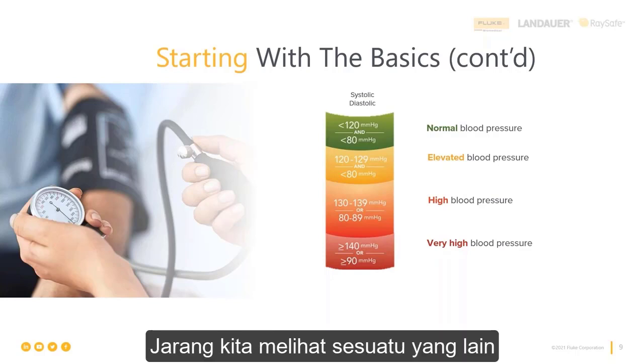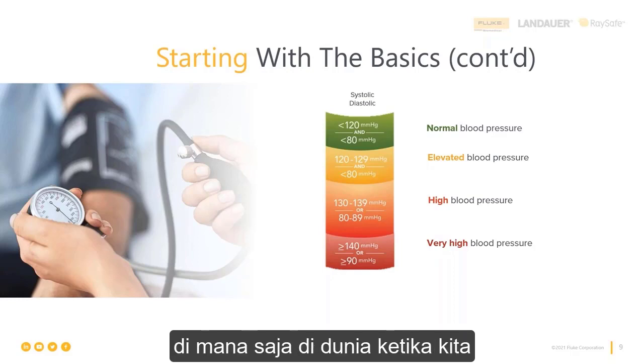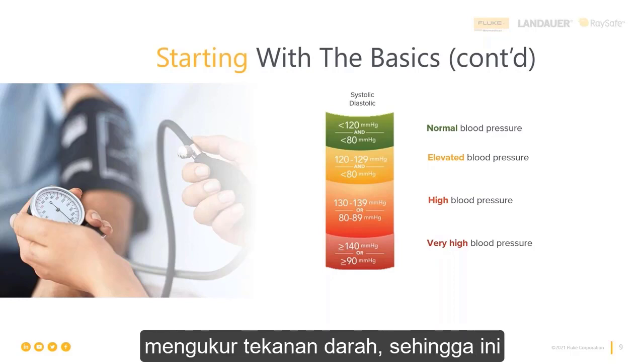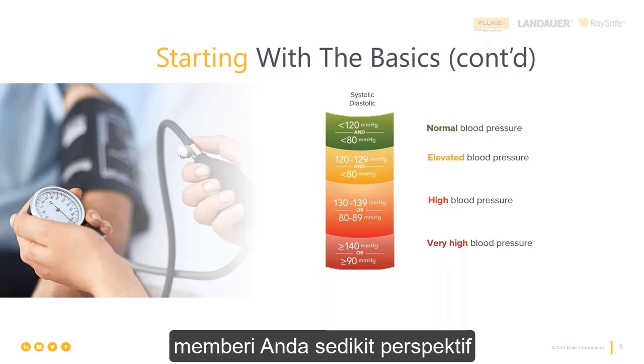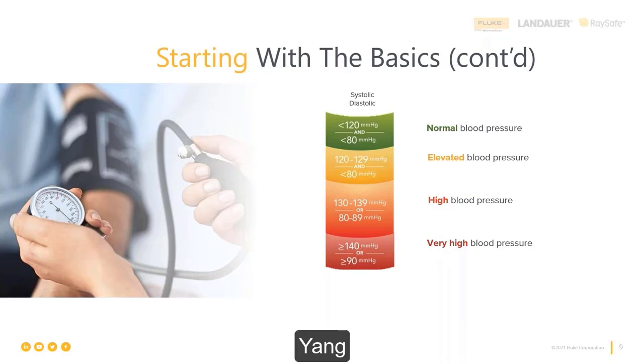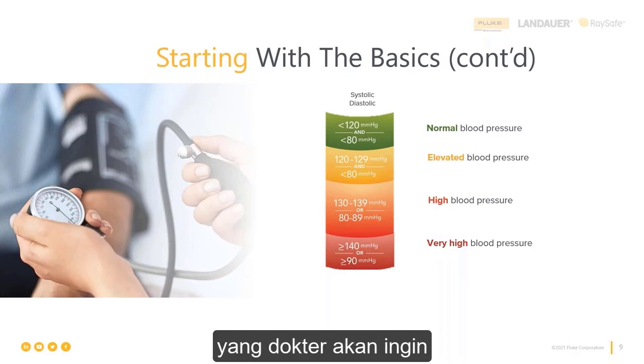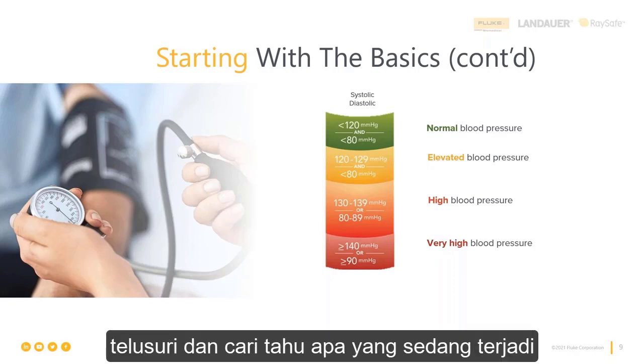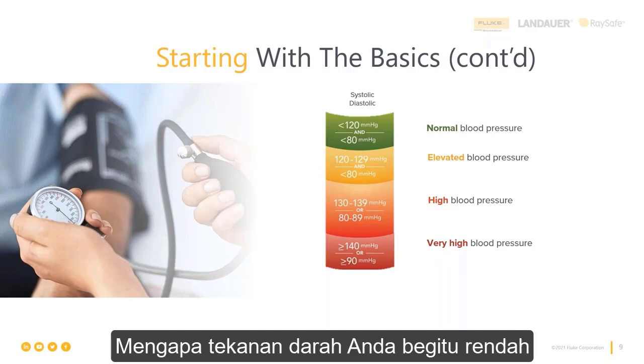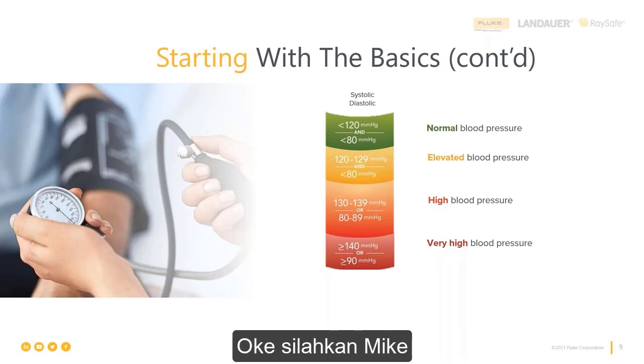It's rare that we see anything other than millimeters of mercury or kPa anywhere in the world where we're measuring blood pressure. So this gives you a little bit of perspective. By the way, blood pressures significantly below 120 over 80 are low blood pressure, and that's another clinical red flag. The doctor is going to want to drill down and figure out what is going on. Why is your blood pressure so low? Okay, go ahead, Mike.